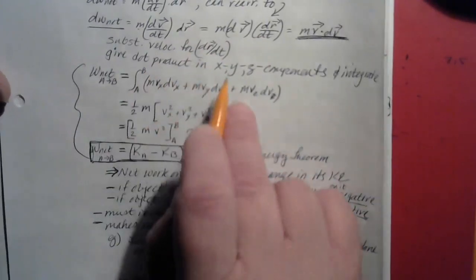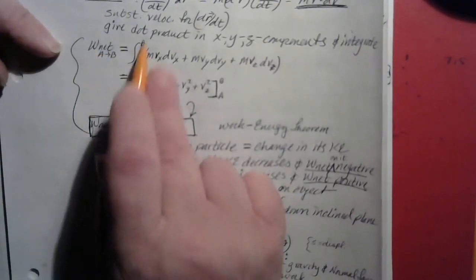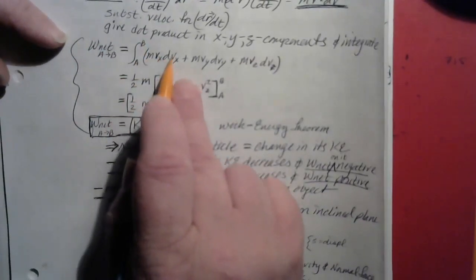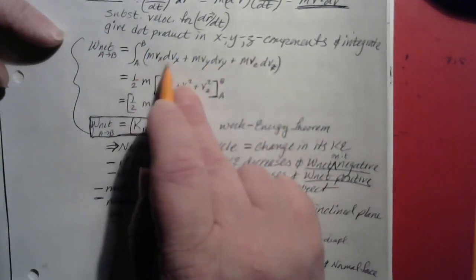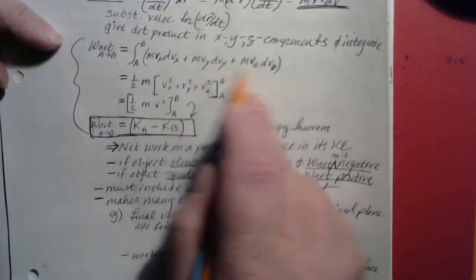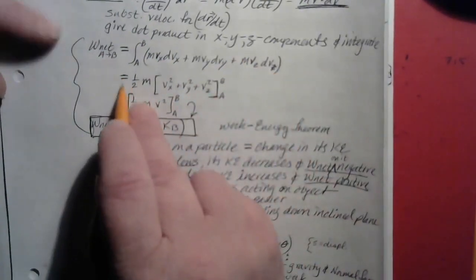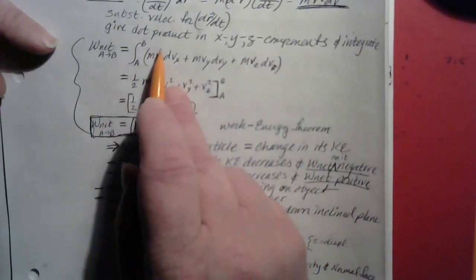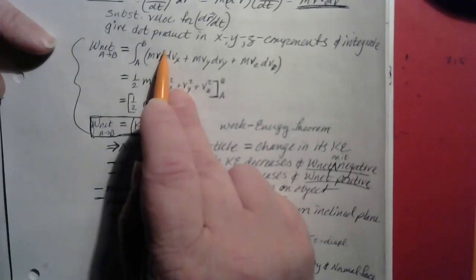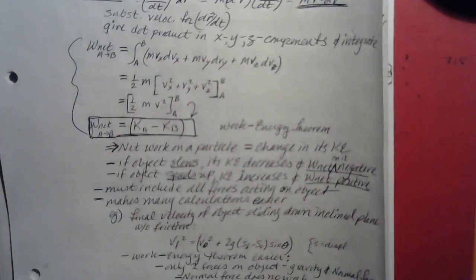You can then give the dot product in all the three components and integrate. So net work from point A to point B would be the integral from point A to point B of mvx dvx plus mvy dvy. That is, mv dv for the x direction, mv dv for the y direction, and then the same for the z direction. And that's equivalent to 1/2 m, because you're taking the integral. So the exponent of v goes up to 2, but then you also divide by 2. And that occurs for all of the v's in the equation.